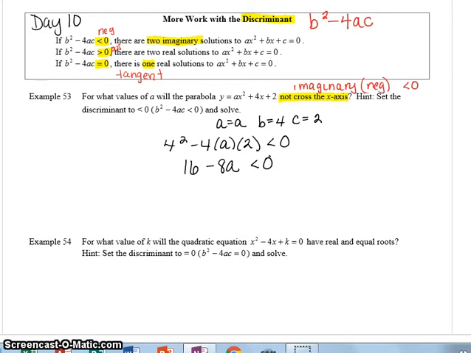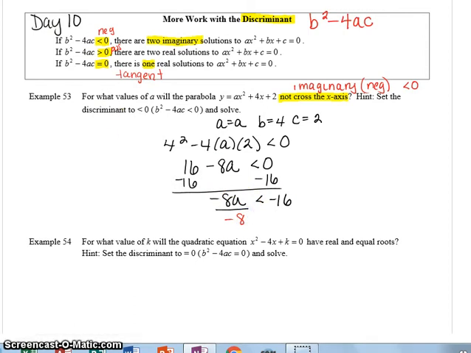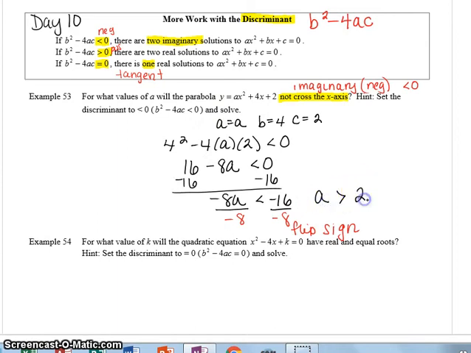Okay? So now, I'm going to either add the 8a to the other side, or I'm not afraid of negative. So if I minus 16, I'm going to get negative 8a is less than negative 16. Now I'm going to divide both sides by a negative 8. And because I'm dividing by a negative, you need to remember to flip your sign. Okay? So the less than actually becomes greater than. So I'm going to get A is greater than positive 2.